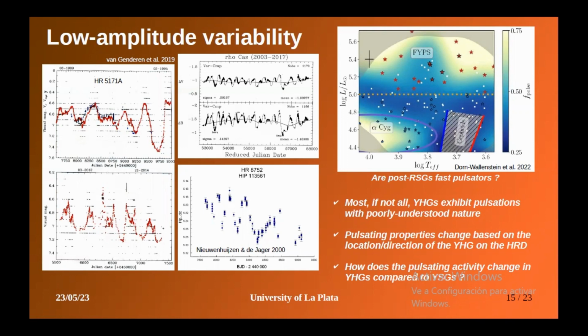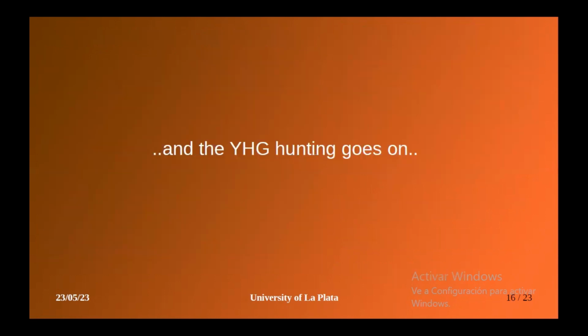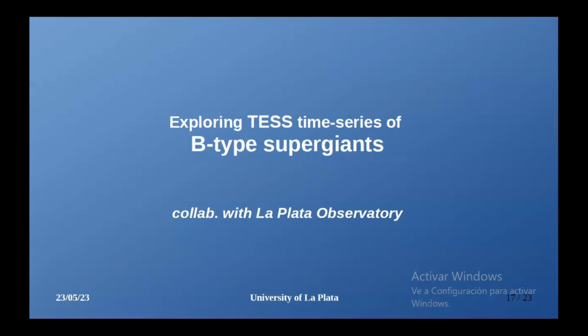And when I came to La Plata, and this is the end of the yellow hypergiant talk, I used these techniques over a different sample, a sample where Lydia Cidale and her group work with B supergiants, trying to understand the multi-periodic pulsational properties of B supergiants with TESS. I changed the color consistent with the color of the stars, switching from yellow to blue.